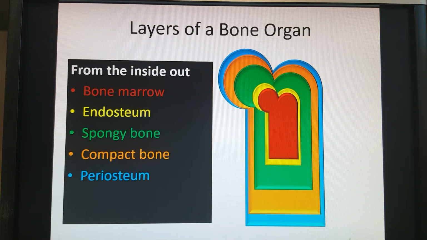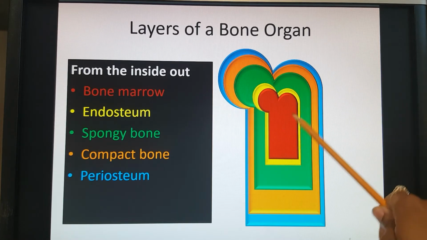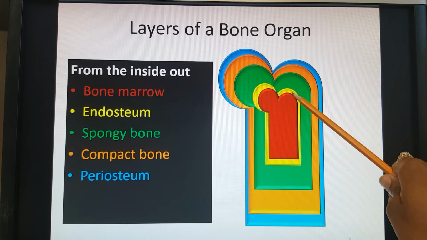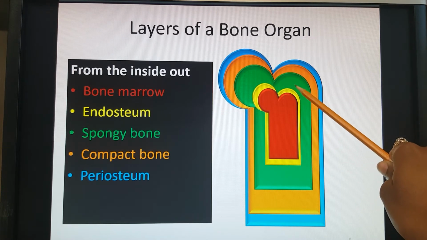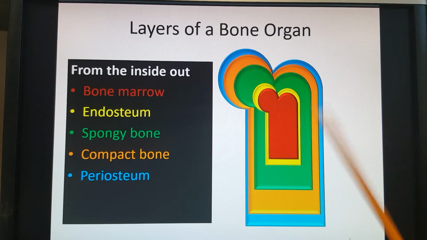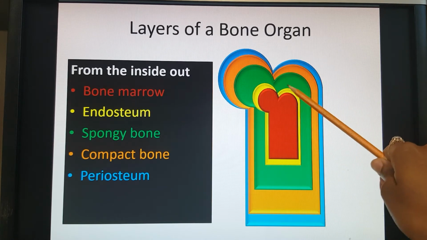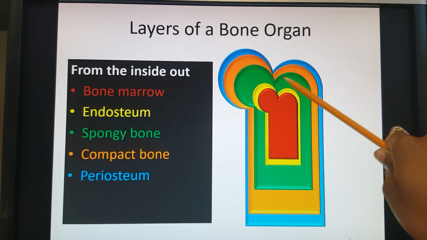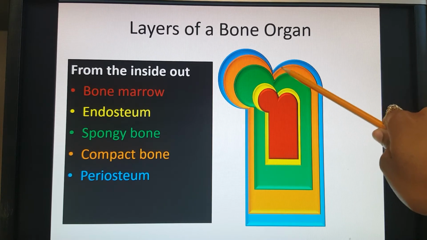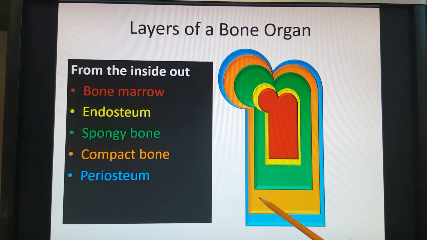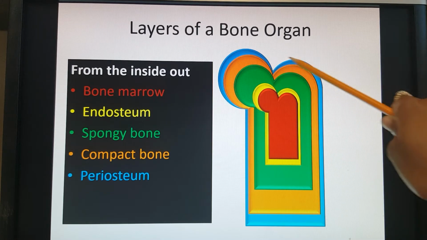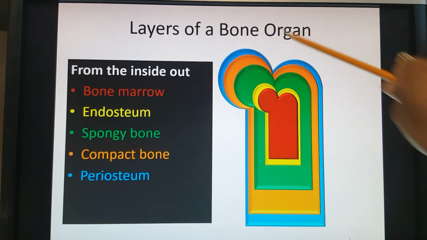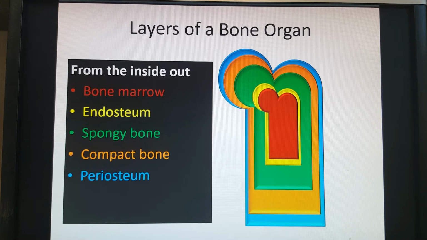Okay, so just an overview of our different layers inside of a bone, going from the inside out. We have our bone marrow. In between our bone marrow and our first bit of bone, we have our endosteum, so endo, inside. Then we have our spongy bone on the inside. We have our compact bone that covers our spongy bone. And then the last layer is our periosteum, so remembering perimeter on the outside. So that's our different layers of bone.